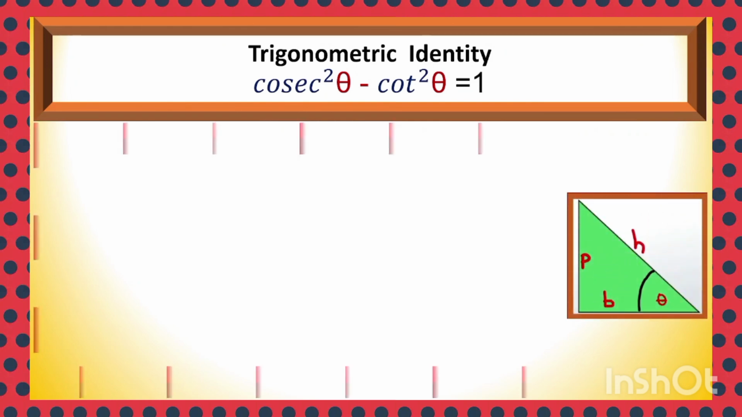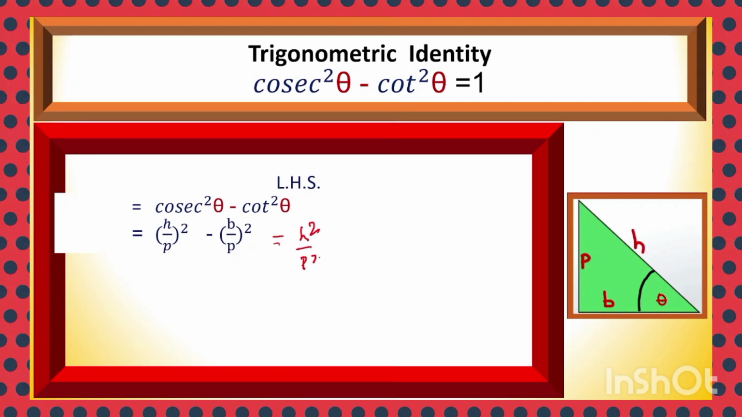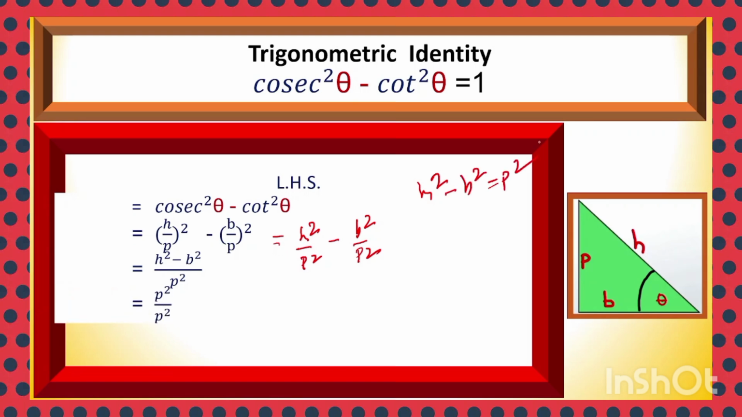Cosec square theta minus cot square theta, and cosec theta is h by p, cot theta is b by p. So by putting the value we get h by p whole square minus b by p whole square. After removing the bracket, we can write h square by p square minus b square by p square. After taking the LCM, we shall get h square minus b square divided by p square. Using the Pythagoras formula, h square minus b square is equal to p square. Thus we get p square divided by p square, which can be cancelled, and the value is 1.